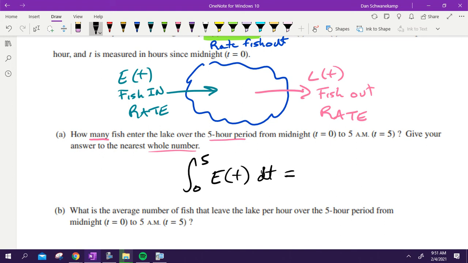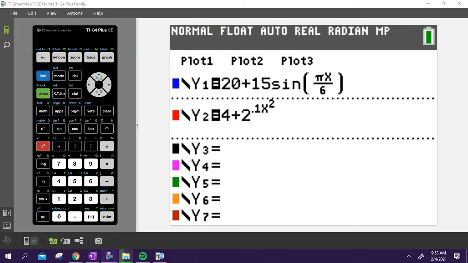Boom. Type that into your calculator. Go ahead and do that. Here we go. So the first thing that I'm doing on my calculator is typing these in as y1 and y2. E of t is y1. L of t is y2. It's just going to save me time later on. Make sure I'm in radians.